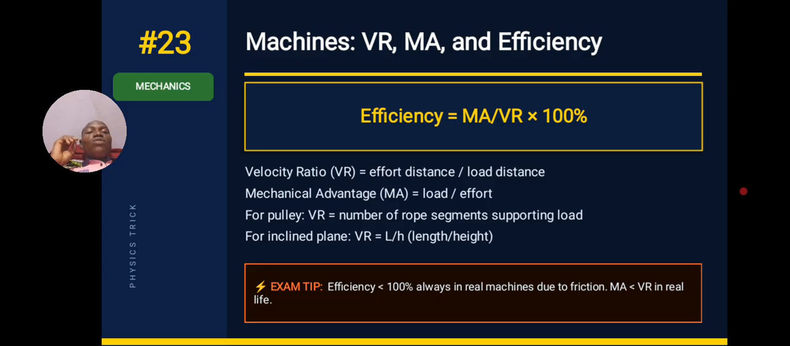Velocity ratio is equal to effort distance over load distance. Mechanical advantage is load over effort. Velocity ratio is the number of pulleys in case where you are using pulleys. For inclined plane, velocity ratio is length over height. Just know these small formulas, because sometimes they may not give you mechanical advantage directly, but they will give you load and effort. So it is left for you to find mechanical advantage by saying load over effort and then put it in your general formula for efficiency. I just hope you get me.